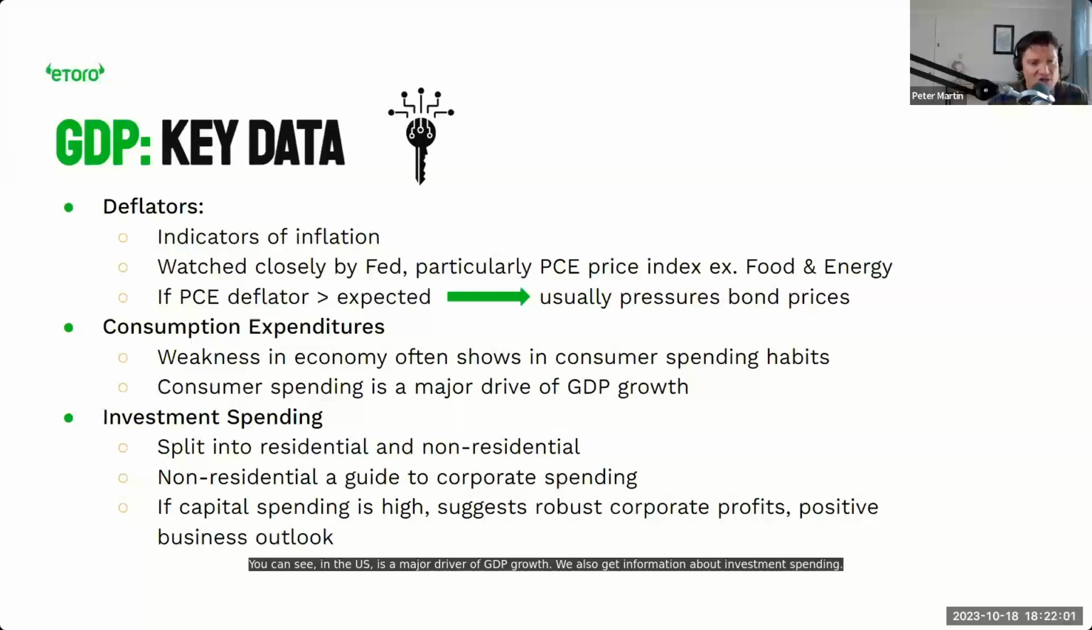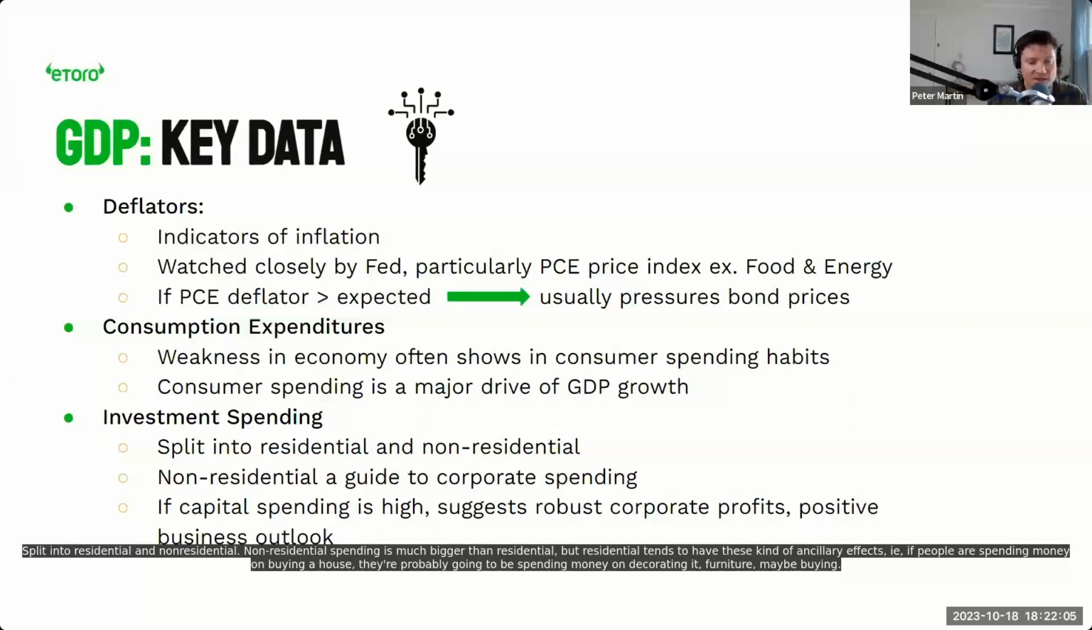We also get information about investment spending split into residential and non-residential. Non-residential spending is much bigger than residential, but residential tends to have these kind of ancillary effects, i.e. if people are spending money on buying a house, they're probably going to be spending money on decorating it, furniture, maybe buying big ticket items like fridges and so on.